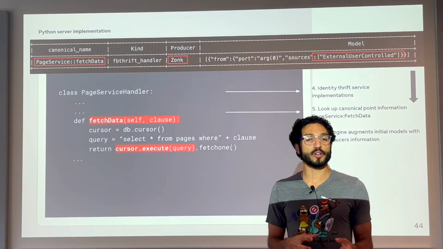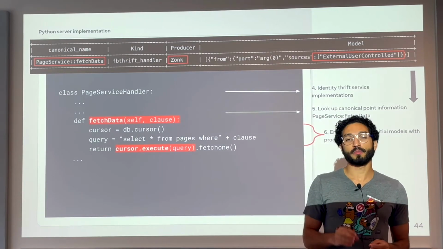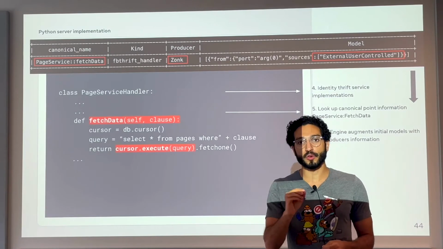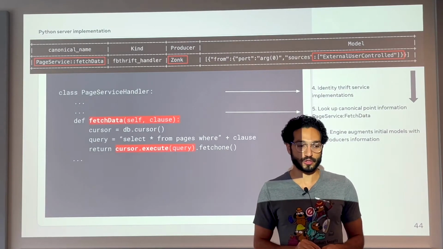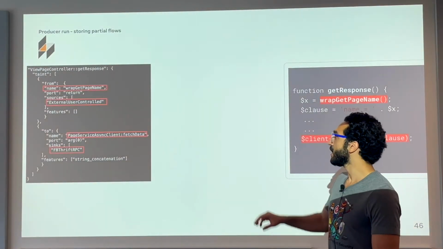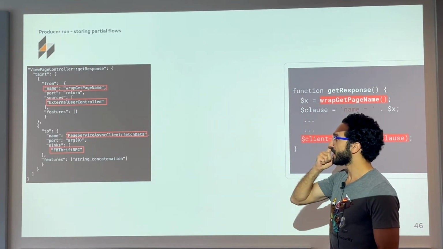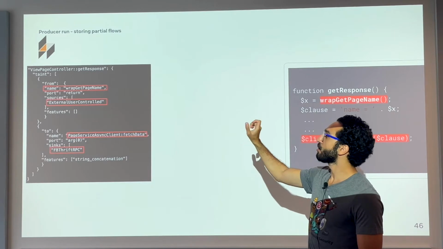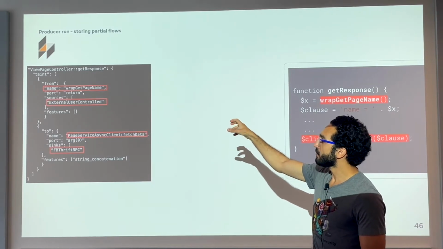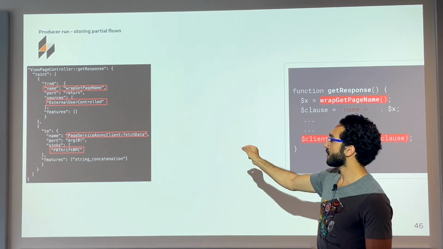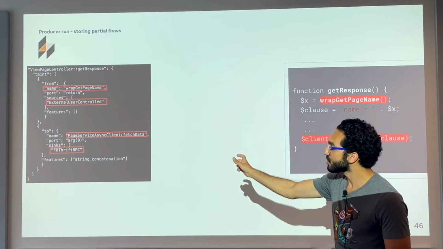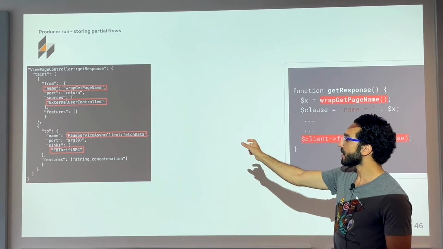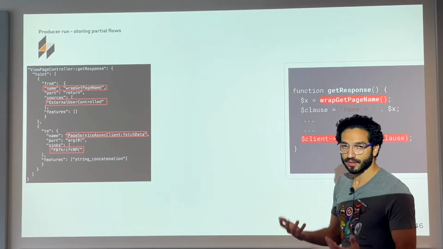The coming two slides have a lot of information, but I'll try to abstract as much as I can, because I would really like to give you a sense of what goes on under the hood for these two tools. So here is the model, or the taint summary, from zone client. You see here we have external user controlled input coming from a wrap get page name and flowing to the page service async client fetch data, which is marked as a sink here. Notice that the sink name is the actual service async client, not the canonical name.